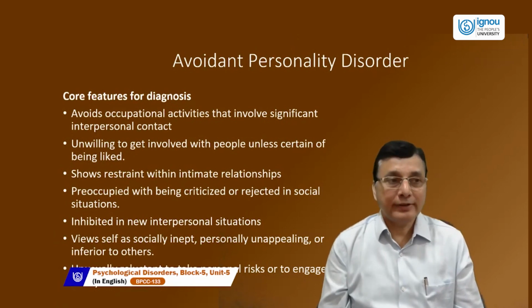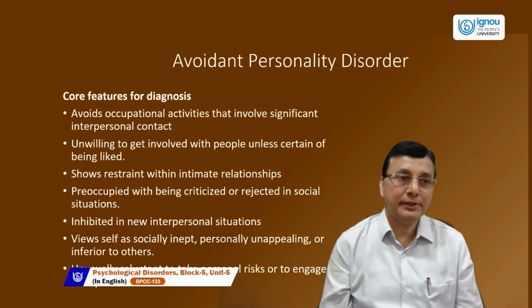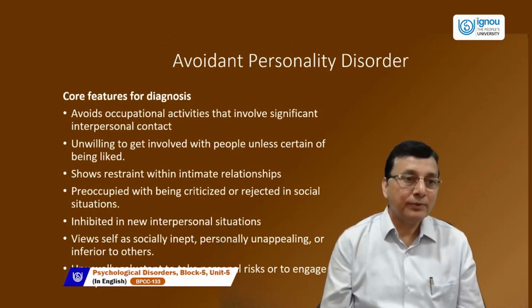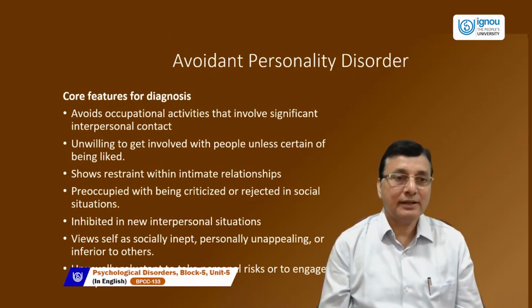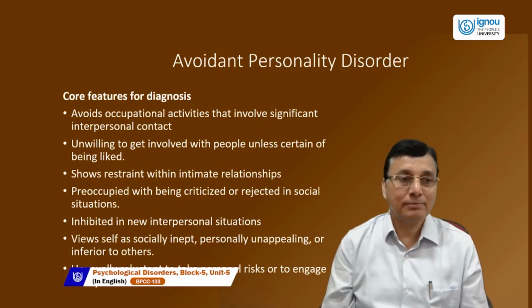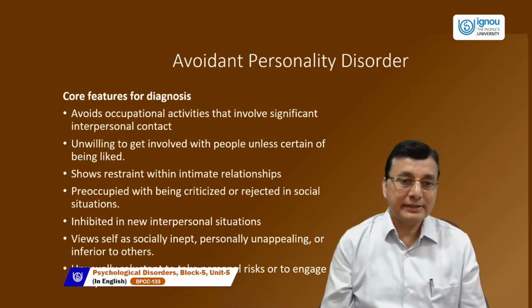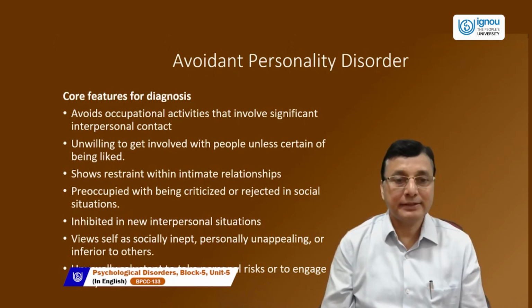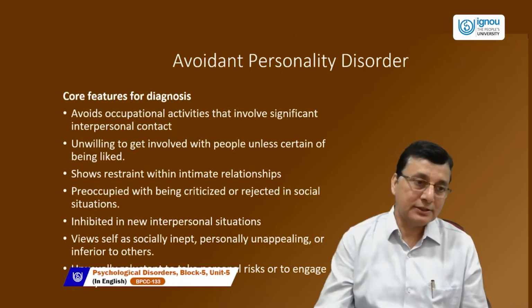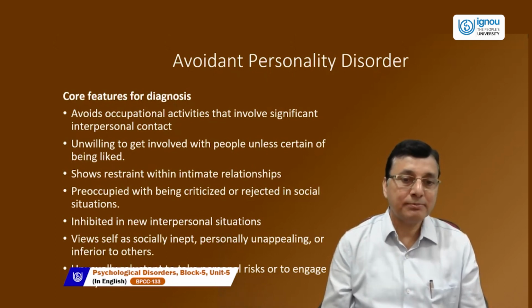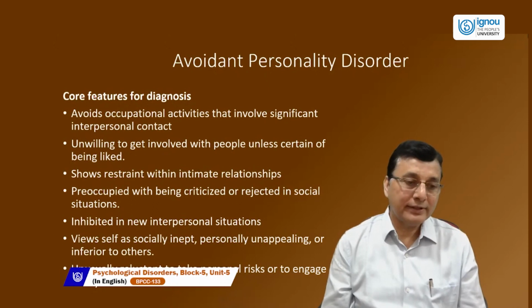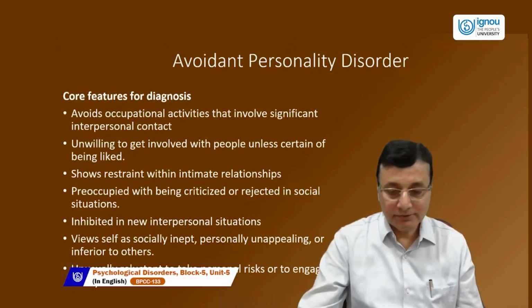If we see the DSM-5, the core features for diagnosis of avoidant personality disorder are: avoids occupational activities that involve significant interpersonal contact, unwilling to get involved with people unless certain of being liked, shows restraint within intimate relationships, preoccupied with being criticized or rejected in social situations, inhibited in new interpersonal situations, views self as socially inept, personally unappealing, or inferior to others, and unusually reluctant to take personal risks or to engage in any new activities.